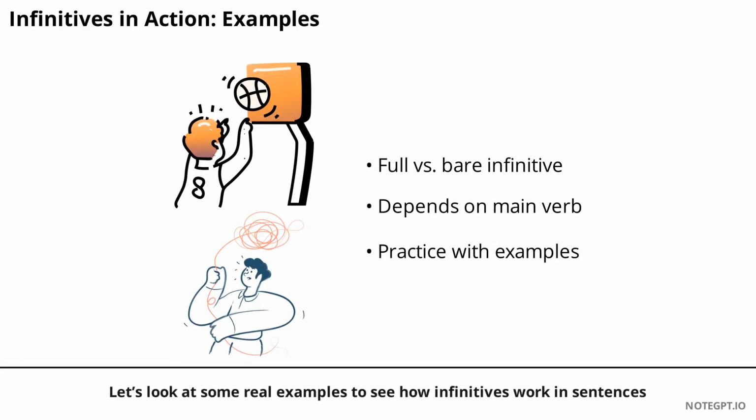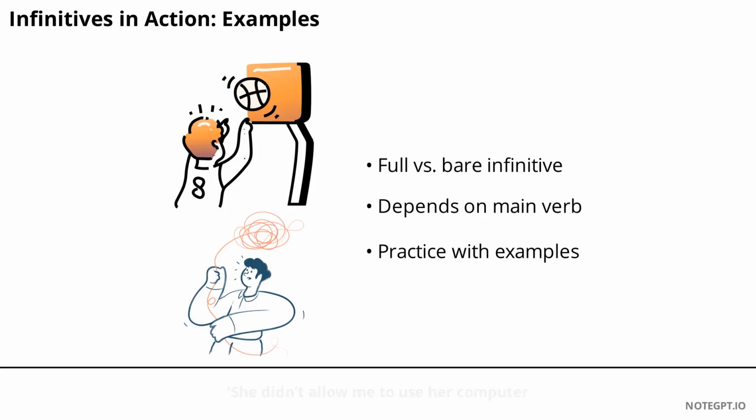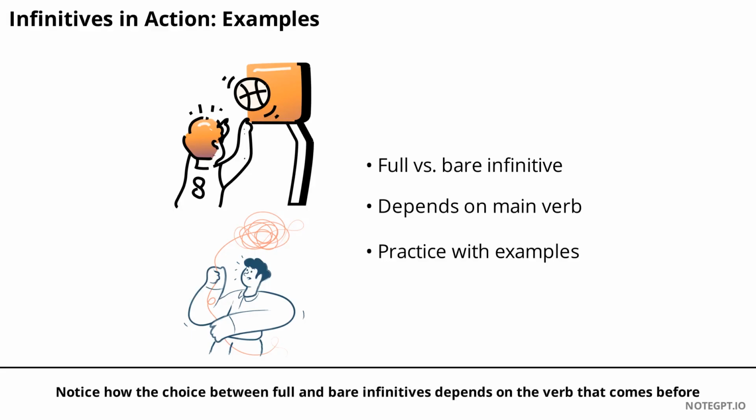Let's look at some real examples to see how infinitives work in sentences. For instance, "She didn't allow me to use her computer." Here, "to use" is the infinitive. In "We can't let them go," "go" is a bare infinitive. Notice how the choice between full and bare infinitives depends on the verb that comes before. Practicing with examples like these helps you understand when to use each form and how infinitives fit naturally into English sentences.